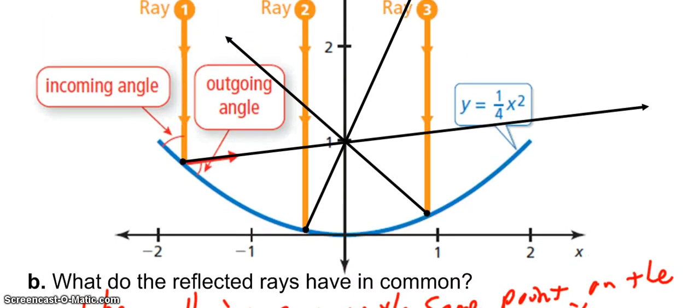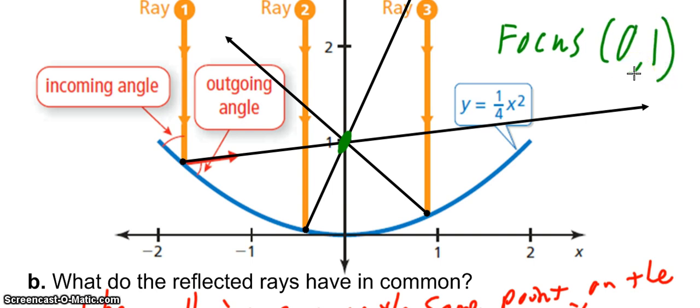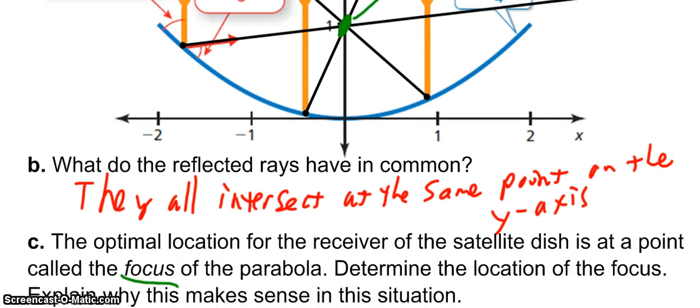So if I look at this picture here, the location of the focus looks like it's at (0, 1). Why does that make sense in this situation? Because that's where all of these rays reflect to. And so herein lies the application. All parabolas have what we call a focus. And one of the applications is satellite dishes.